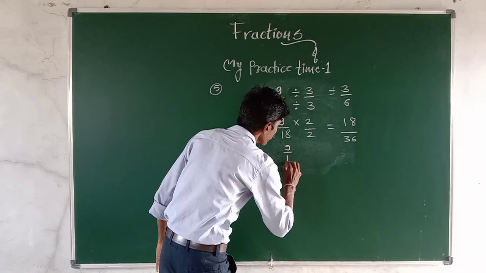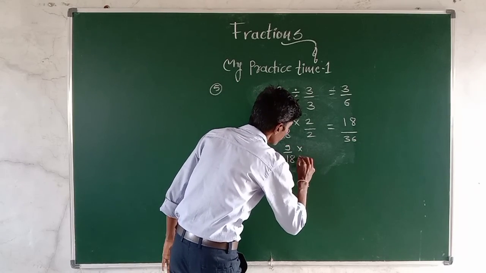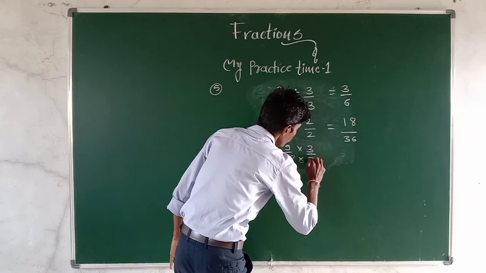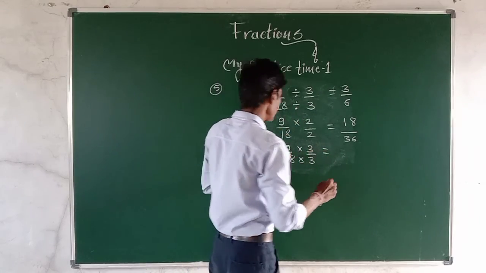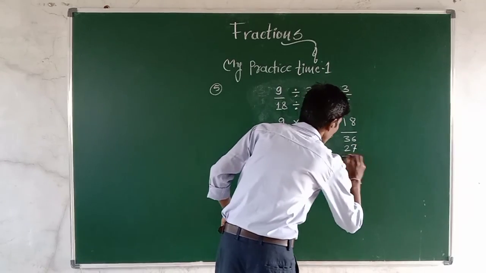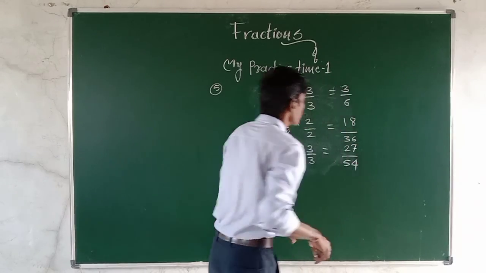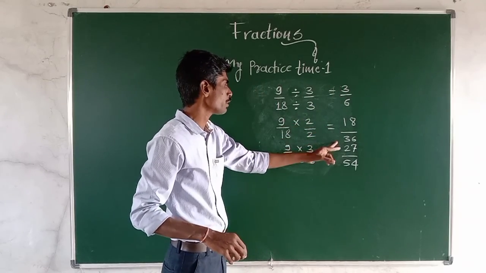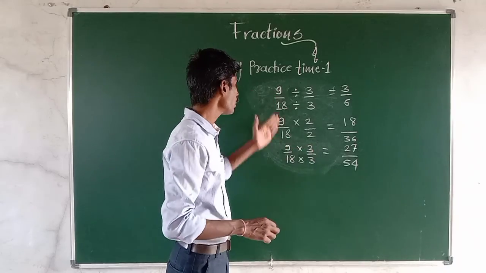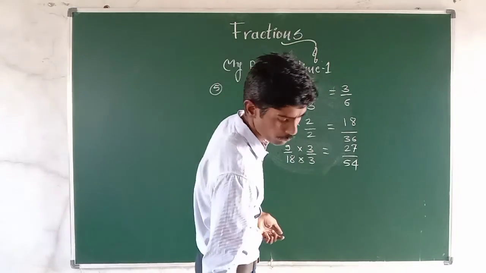Again 9 by 18 multiplied by 3 gives 27 by 54. So 3 by 6, 18 by 36, 27 by 54, all these are equivalent to 9 by 18.